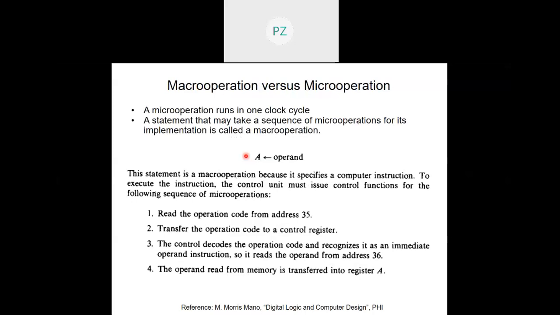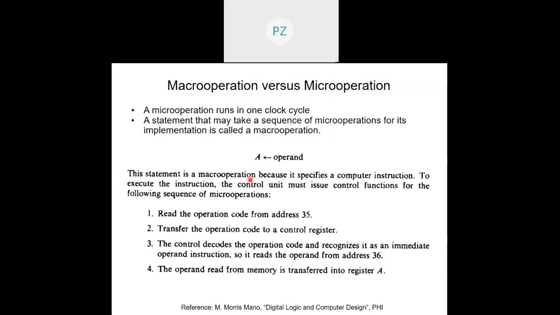So now is the time that we understand what is the difference between a macro operation and the micro operation. A micro operation usually runs in one clock cycle. A statement that may take a sequence of micro operations for its implementation is called a macro operation. So a macro operation may have more than one clock cycles to complete itself, whereas a micro operation usually gets completed in one clock cycle. So this is in essence the difference between a micro operation and a macro operation. For example, operand into A.